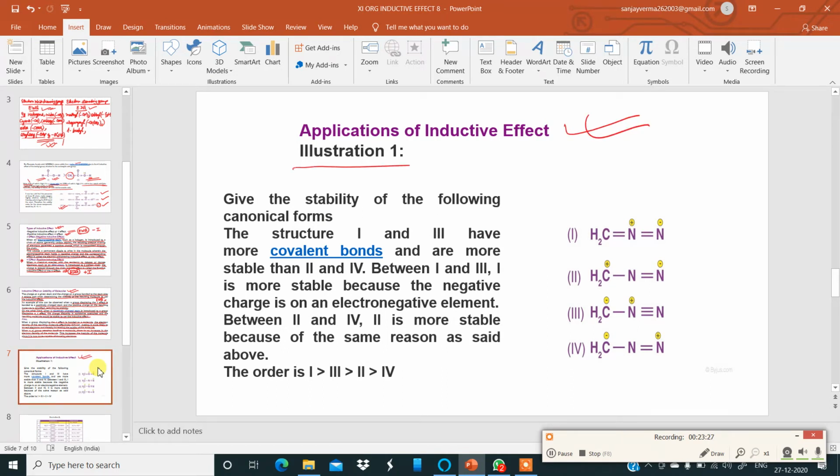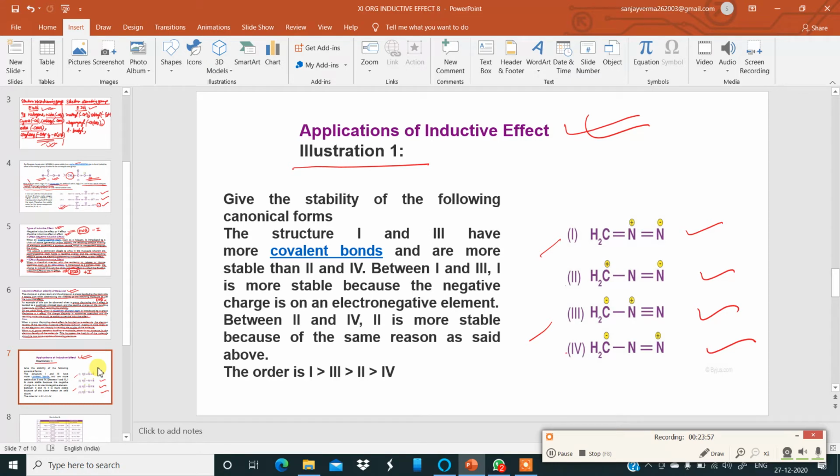Number one, illustration number one. There is a question over here. Give the stability of the following canonical forms. This is 1, 2, 3 and 4. The structures 1 and 3 have more covalent bonds. Look at this very carefully. Structures 1 and 3 have more number of covalent bonds, and are more stable than 2 and 4.